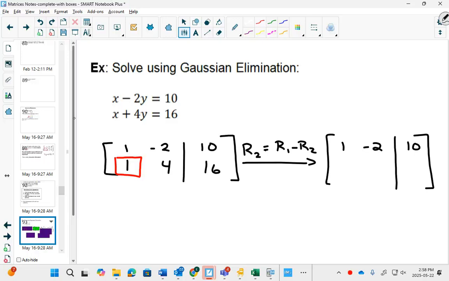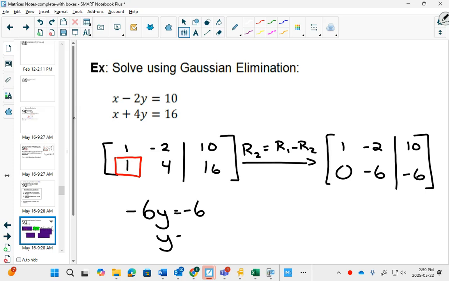So if I took row 1, 1 minus 1, that makes 0. Negative 2 minus 4, that makes negative 6. 10 minus 16, that makes negative 6. This now tells me equation 2 is negative 6y equals negative 6. I think I'm onto something here. What do you think y is going to be?